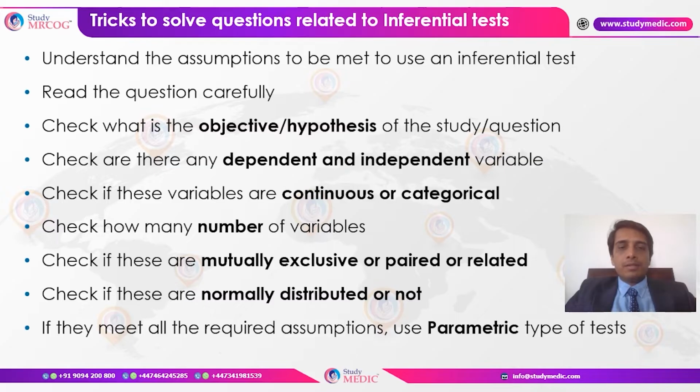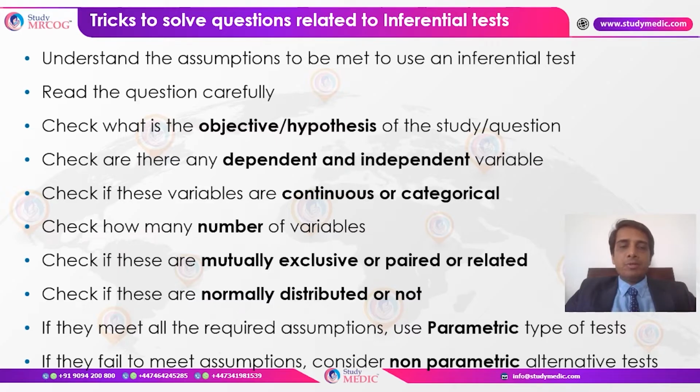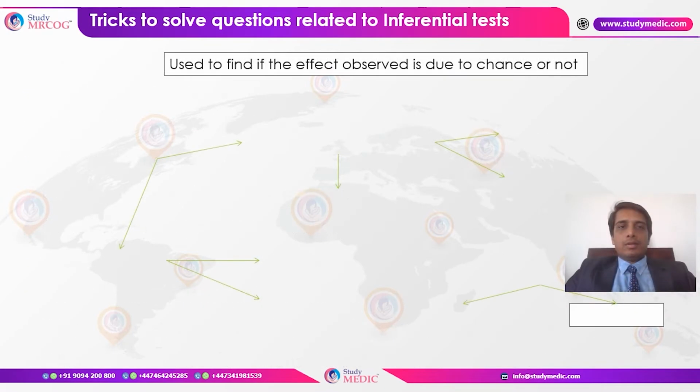So if they meet all the required assumptions, then go ahead and use the parametric type of tests. If they fail to meet certain assumptions or if they are not normally distributed, consider using an appropriate non-parametric equivalent test. Now, let us see diagrammatically what are those tricks and tips to solve questions related to inferential tests.